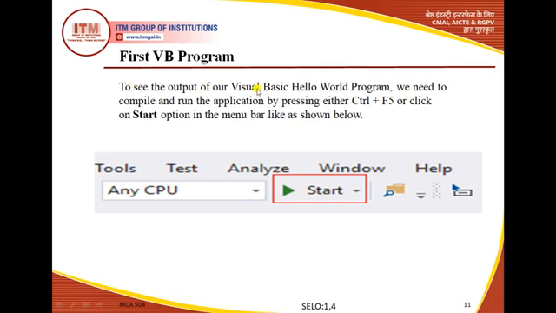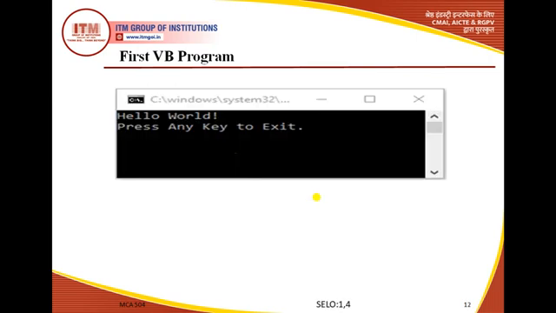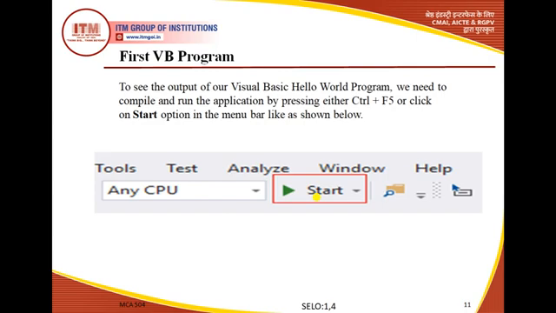To see the output of our Visual Basic Hello World program, we can simply press Ctrl+F5, or click this Start button option in the menu bar like this, and finally the Hello World program will display like this. This is the command prompt. Since it's a console application, it will appear in the command window only. So it's basically a place where we can execute our program.